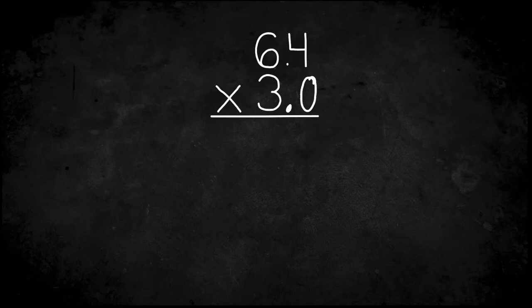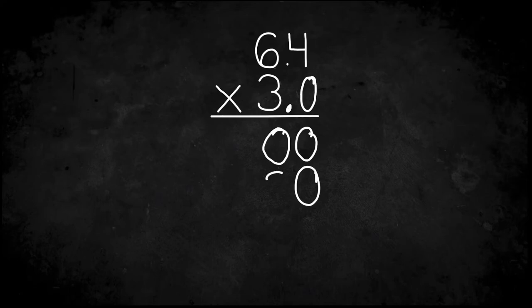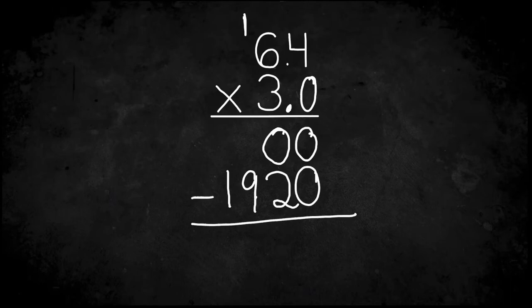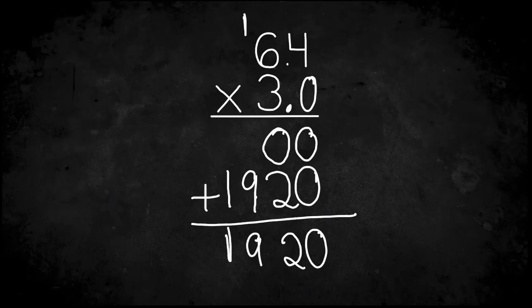We're just going to do standard multiplication and not do anything with the decimal until we are done with the standard multiplication. So 0 times 4 is 0. 0 times 6 is 0. Then we put a 0 here. 3 times 4 is 12. We carry the 1. 6 times 3 is 18. 18 plus 1 is 19. Now we add. 0 plus 0 is 0, 0 plus 2 is 2, and we just drop down the 9 and the 1.